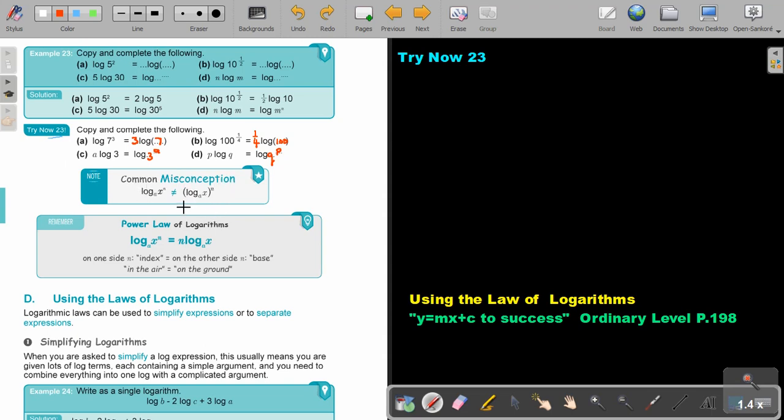Common misconception is that it's a bracket. No, this is only counting for that number there. It's not the whole thing to the power. So the power law of logarithms, it's like that index you can just write in front. One side, n is the index, on the other side, it's the base. So it's in the air, or you put it on the ground. And that is the power law.